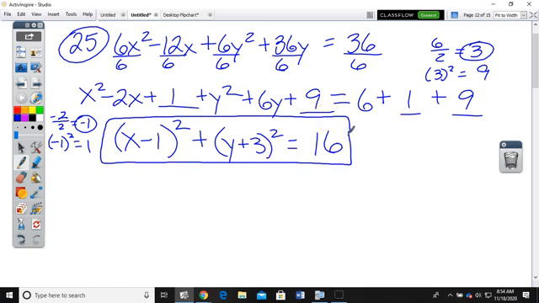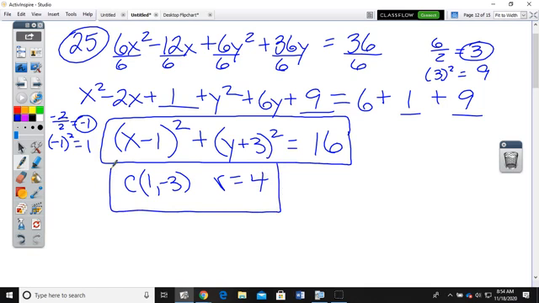Okay? There's my standard form of the circle. What is my center? (1, -3). And what is my radius? 4. Okay? Everybody good with that? Number 27, sorry, you good? Okay.